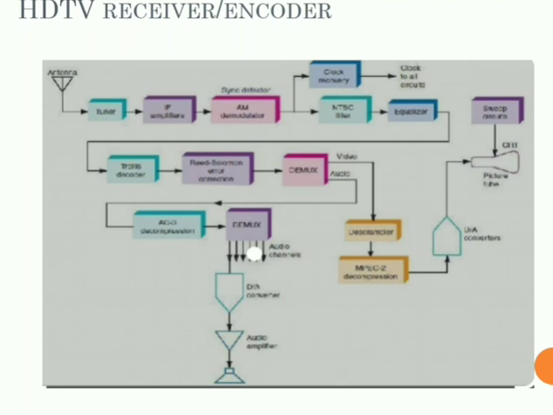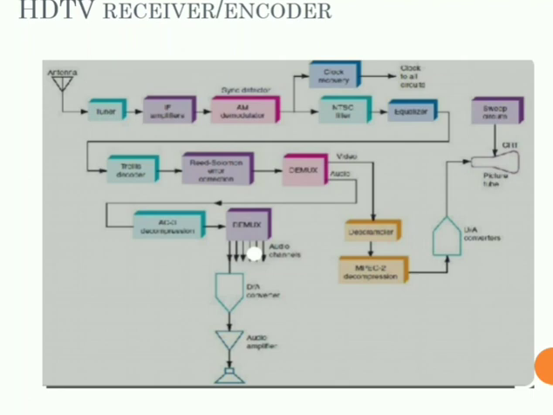Demultiplexing is also used here because we have multiplexed signals. By demultiplexing we are differentiating or decoding the two signals, audio and video. We get the two signals in two different formats, audio format and video format. This is a simplified block diagram of an HDTV receiver.